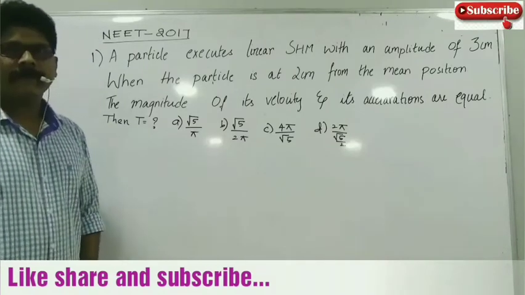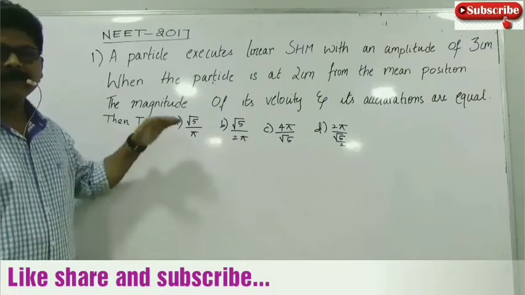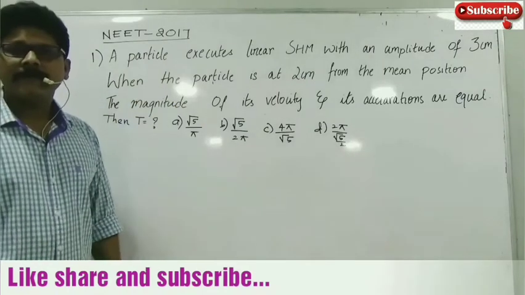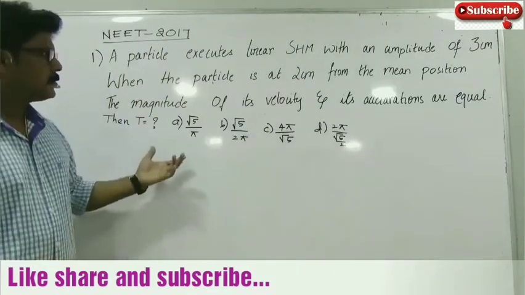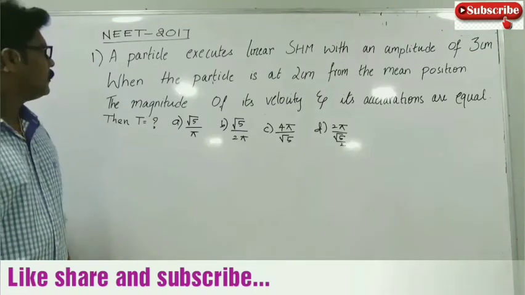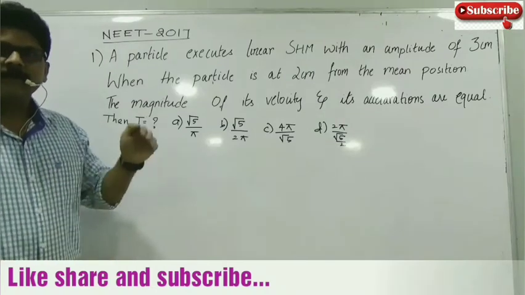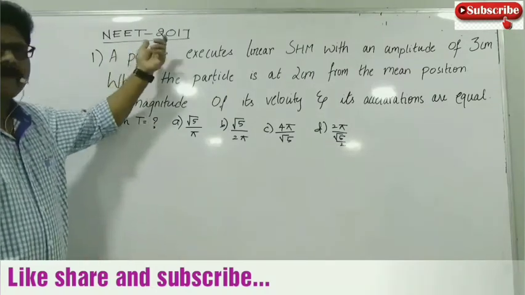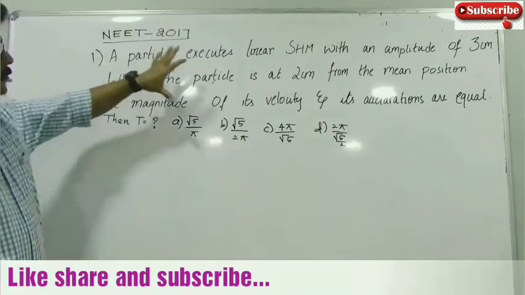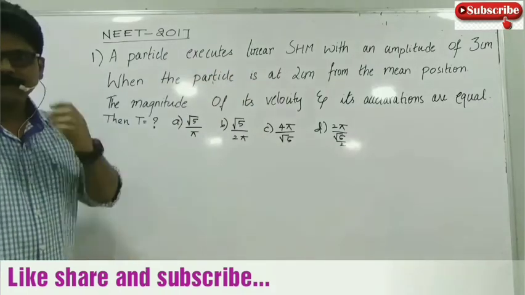Hi dear students. Today we are going to start a series of NEET as well as IIT JEE questions. This is based on oscillations, simple harmonic motion. First we will start with the NEET 2017 question. In descending order we will go: NEET 2017, 16, 15, 14. See, this is based on SHM, simple harmonic motion.